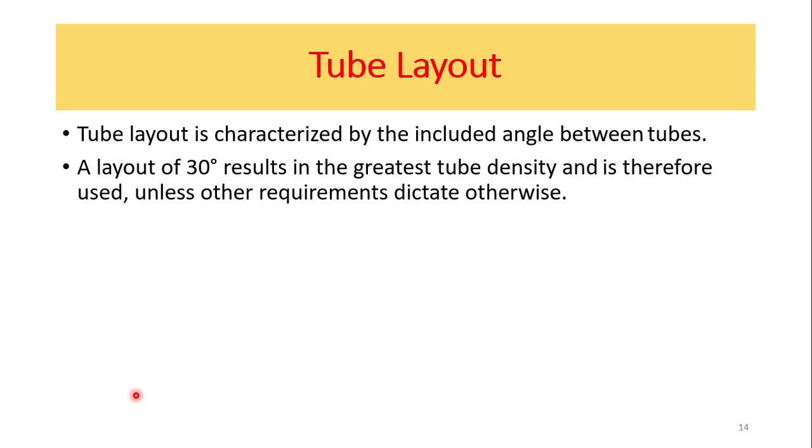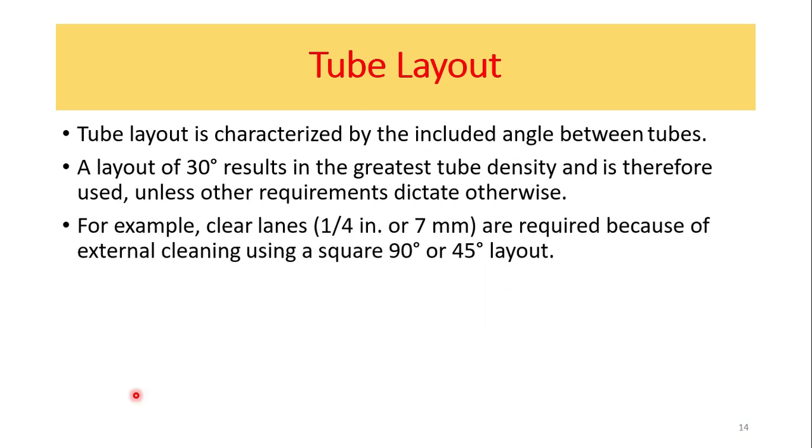unless other requirements dictate otherwise. So it depends upon the requirement whether you have to use the 30 degrees, 45 degrees or the 60 degrees. I will show you. And for example, the clear lanes that should be 1/4 inch or 7 millimeter are required because of the external cleaning, which is basically preferred with the 90 degree or the 45 degree layout. So the clear lanes means the distance between the tubes in the shell and tube heat exchanger. This is sometimes known as clearance, and it is represented by C.